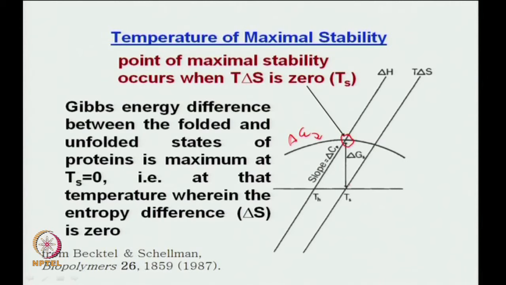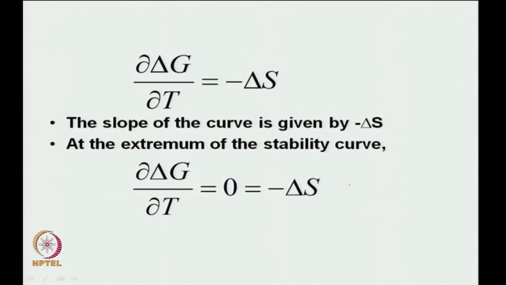Does it make sense? Well, thermodynamically it does make sense, right? Why? Well, it says here the Gibbs energy difference between the folded and unfolded states of proteins is maximum at the temperature where the entropy difference is 0. How does it make sense? You know this, dG is equal to what? VdP minus SdT, if you go back to your thermodynamics, right? So del G over del T is equal to what? And then del of del G over del T would be minus delta S, right?